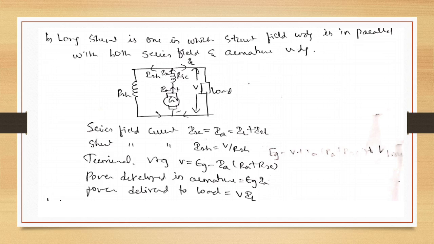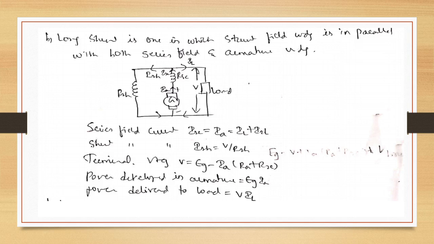So long shunt generator is the one in which the shunt field winding is in parallel with both the series field and armature winding. So series field current Isc is equal to Ia, that is equal to IL plus Ish, and shunt field current Ish is V by Rsh. Terminal voltage V is equal to Eg minus Ia into (Ra plus Rsc), and power developed in armature is Eg Ia. Power given to the load is V IL.